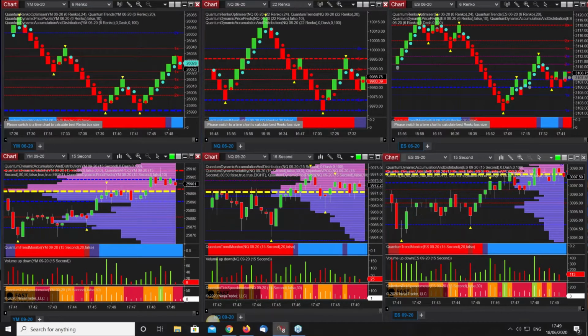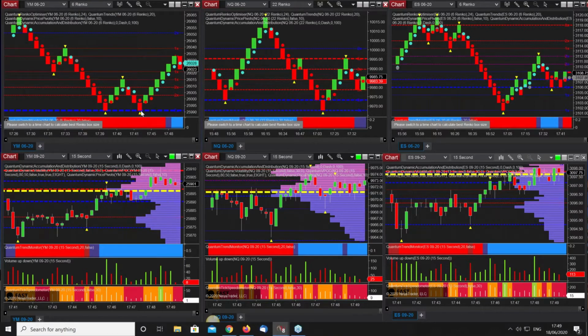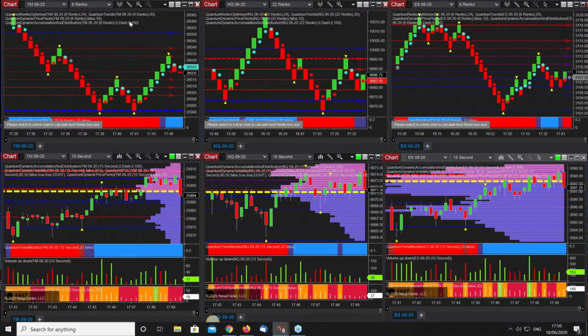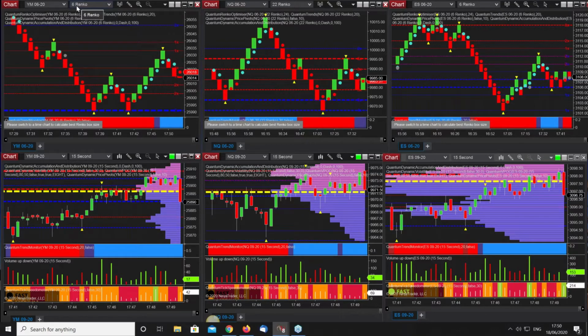a 15-second time-based chart. So we've got the time-based chart below on 15-second, and this is the equivalent up above in terms of Renko. And what the Renko optimizer is doing, it's delivering the optimal brick size if you want to trade at this speed. And what it's saying up here in terms of the 6, this 6 represents 6 points.